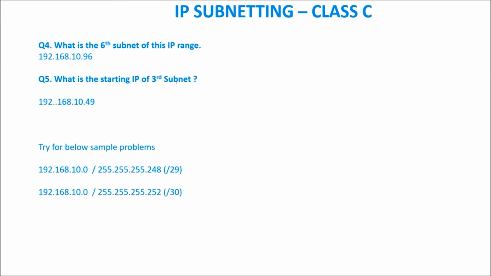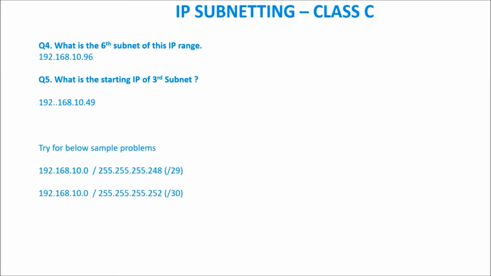We can try for further examples like slash 29 and slash 30 for better understanding, right? So we have come to the conclusion of class C subnetting. Hope we have clear understanding of what is IP subnetting, why we are segregating the bigger network into smaller networks, and how to split the networks. And in class C, how many networks and how many subnetworks we are going to get, and what is the broadcast address and what is a subnet ID. All those things we have covered in this session.